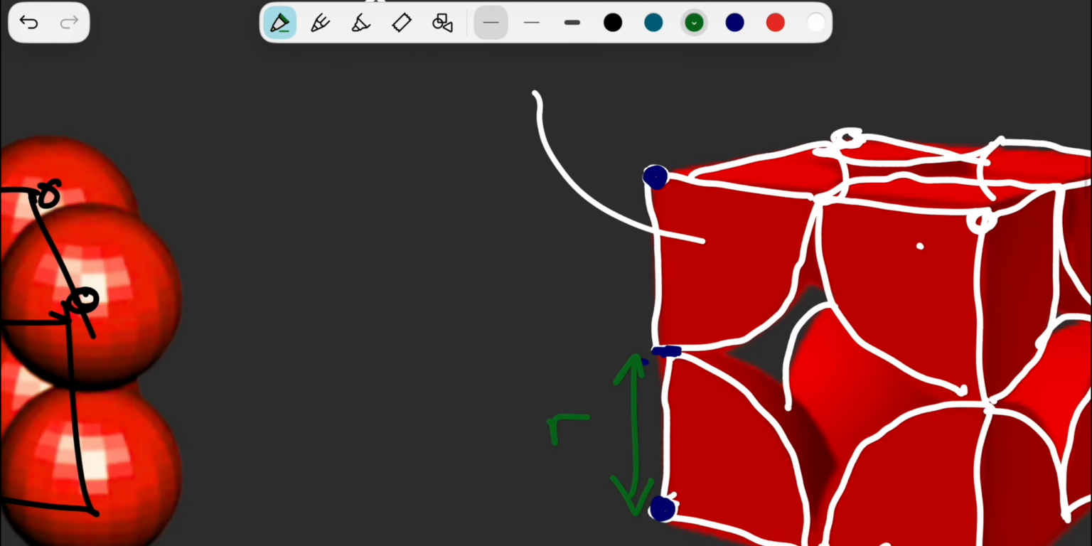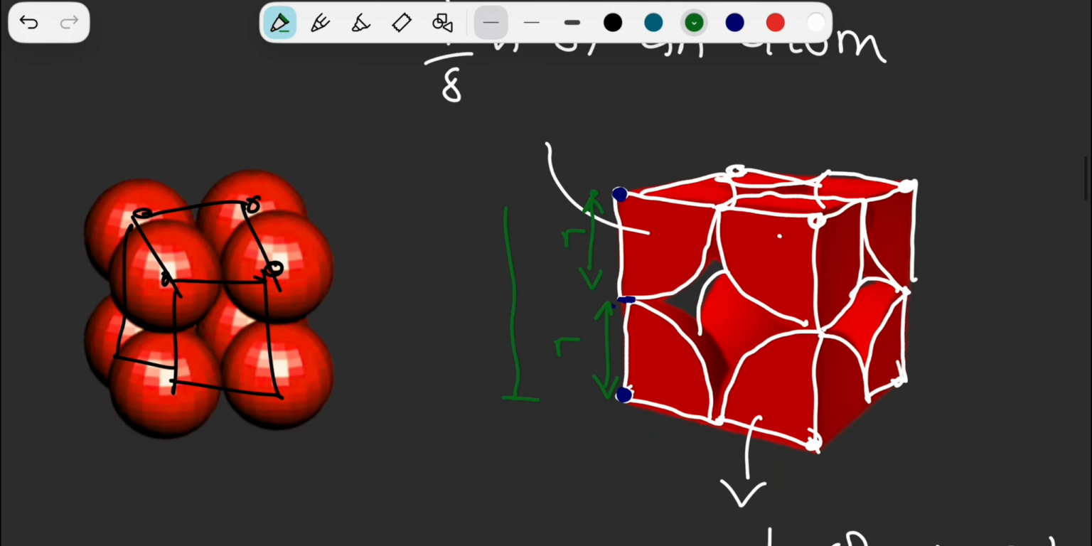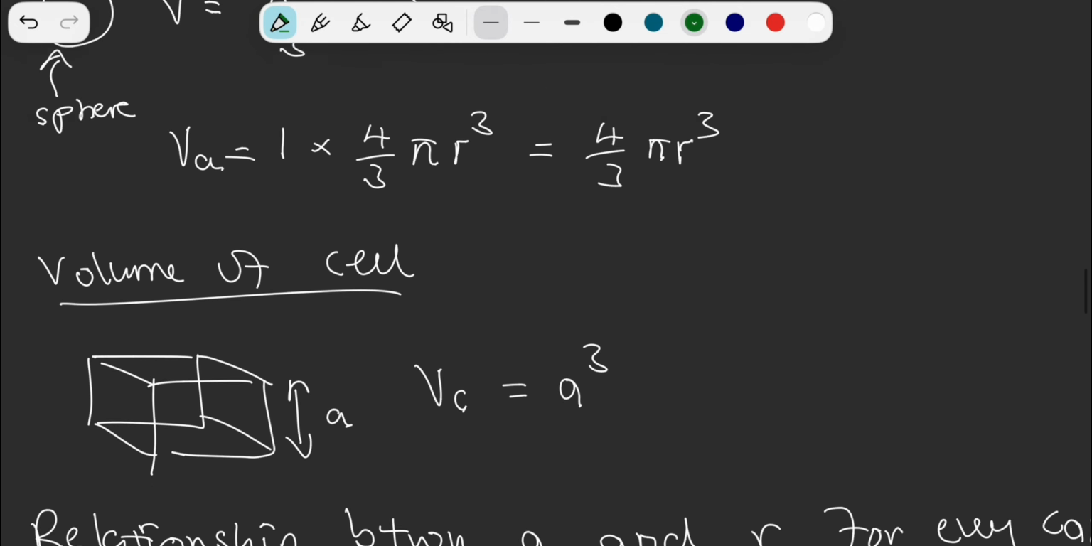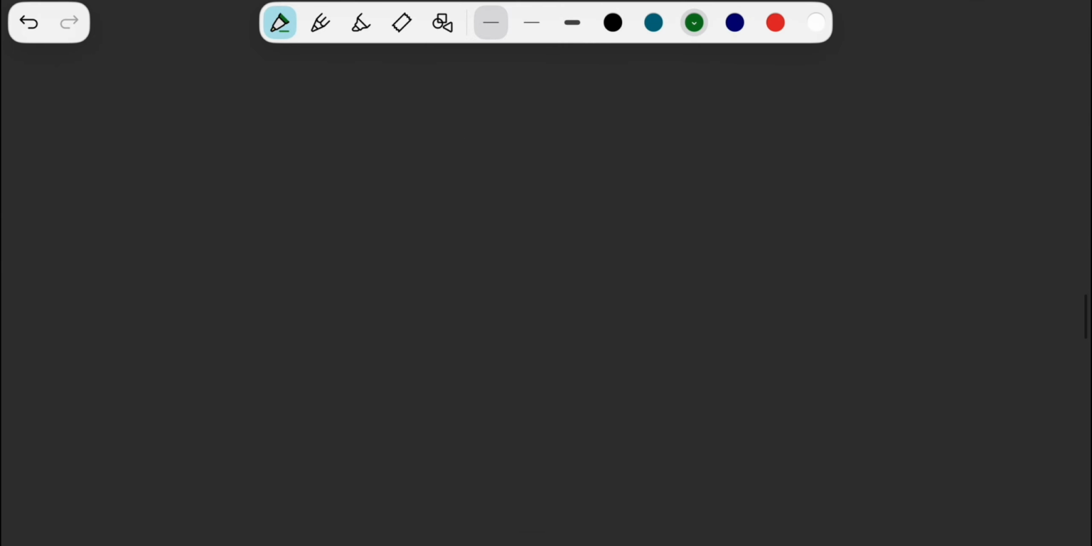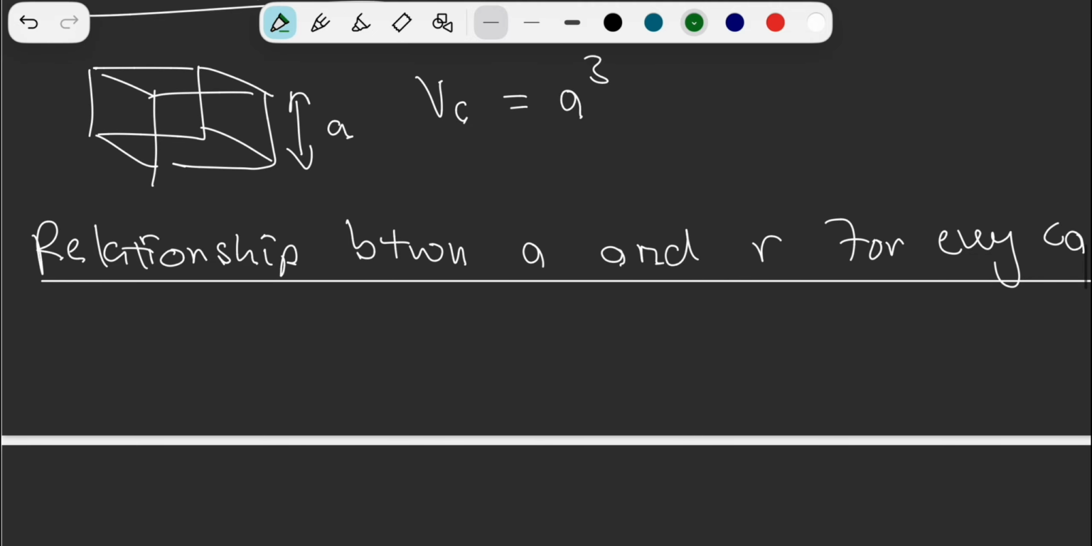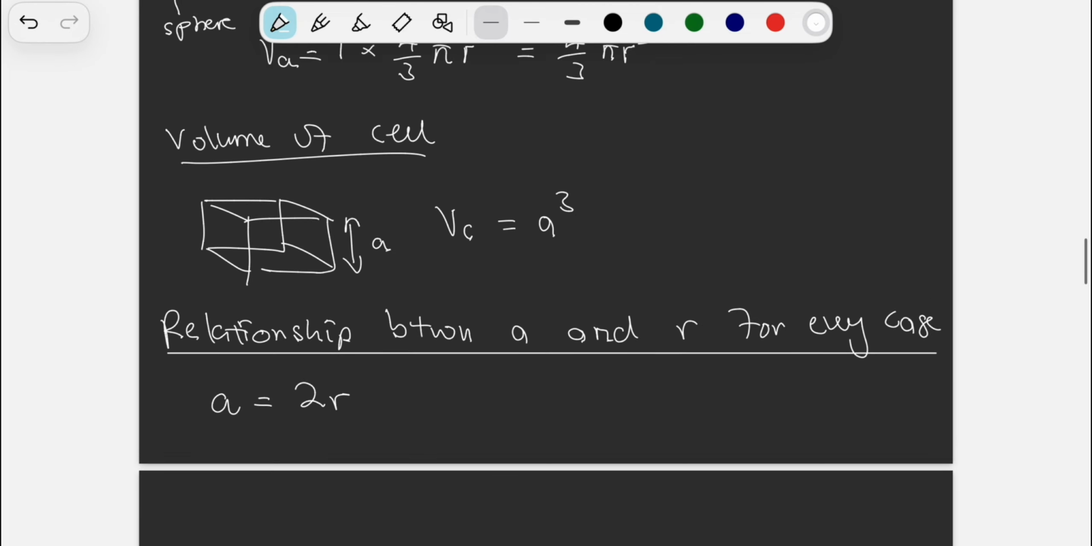The radius of a sphere, right? Because the radius of a sphere is basically the distance from the center to one of the corners. There's also the radius R, which is over here. So basically 2R is this distance over here. So it's very easy for you to say that for a simple cubic structure, a is equal to 2R, right? It's very simple and very straightforward.